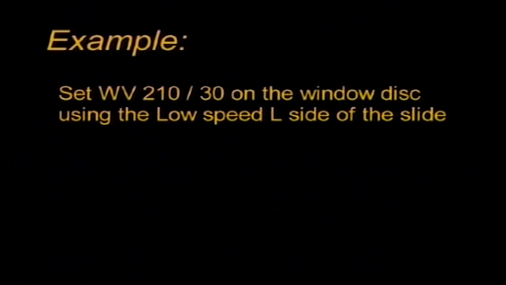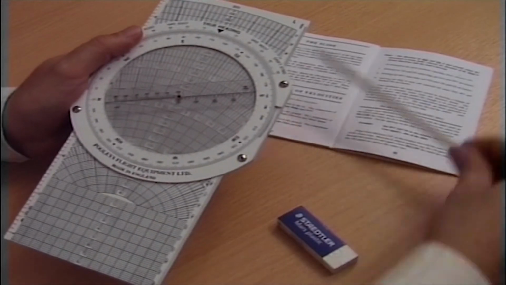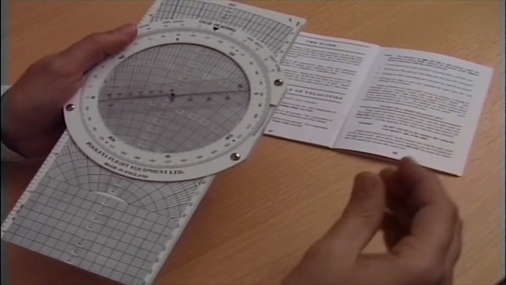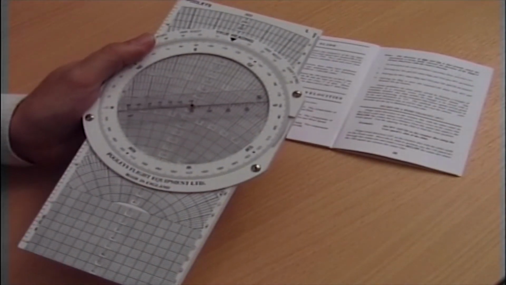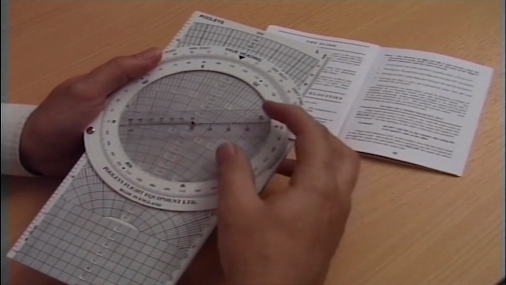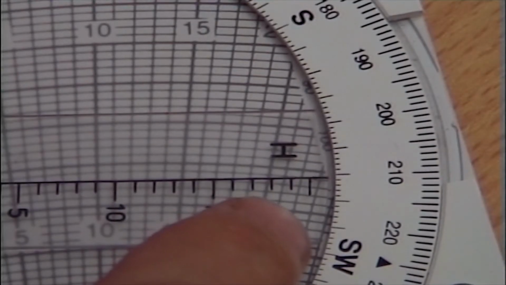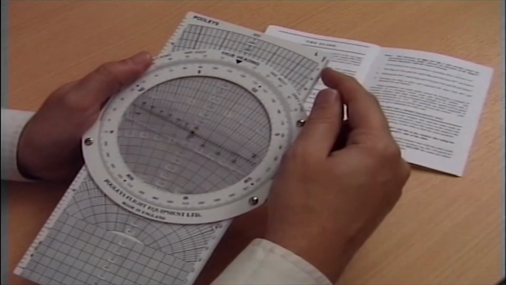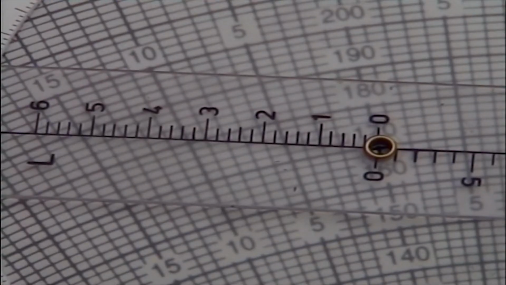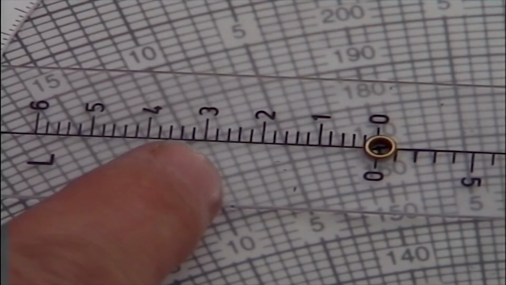Let's set on a wind velocity of 210 degrees, 30 knots, using the low speed side. So, I don't need a pencil anymore, and I don't need a rubber anymore. All I need to do now is use the wind arm to set on a wind of 210 degrees, using the low speed side. Check that you are using the low speed end, and there is 30 knots.